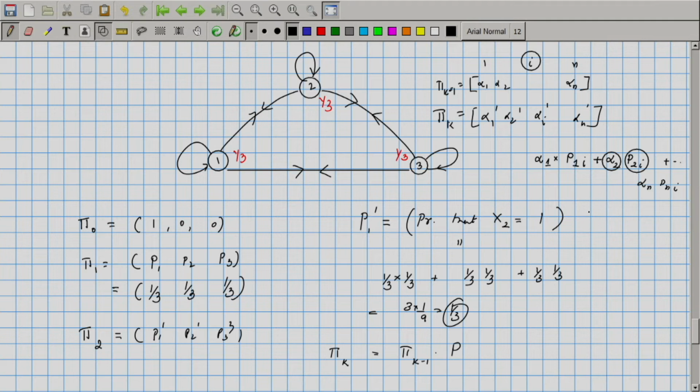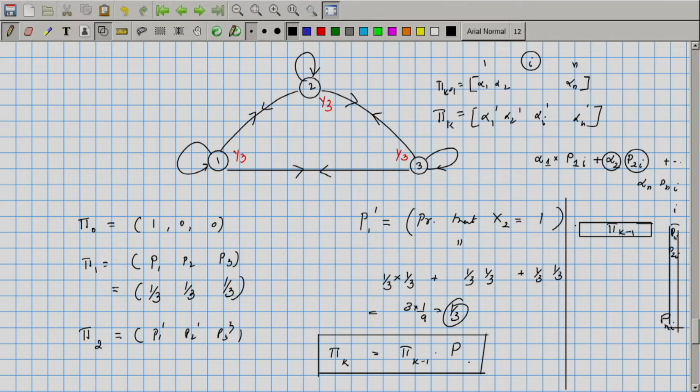So, this expression is nothing but taking the vector corresponding to pi k minus 1 and multiplying it with the column vector corresponding to the ith column, P1i, P2i, ..., Pni. So, this is that product. That is true for any particular i. So, we can write this expression as pi k is equal to pi k minus 1 times P.